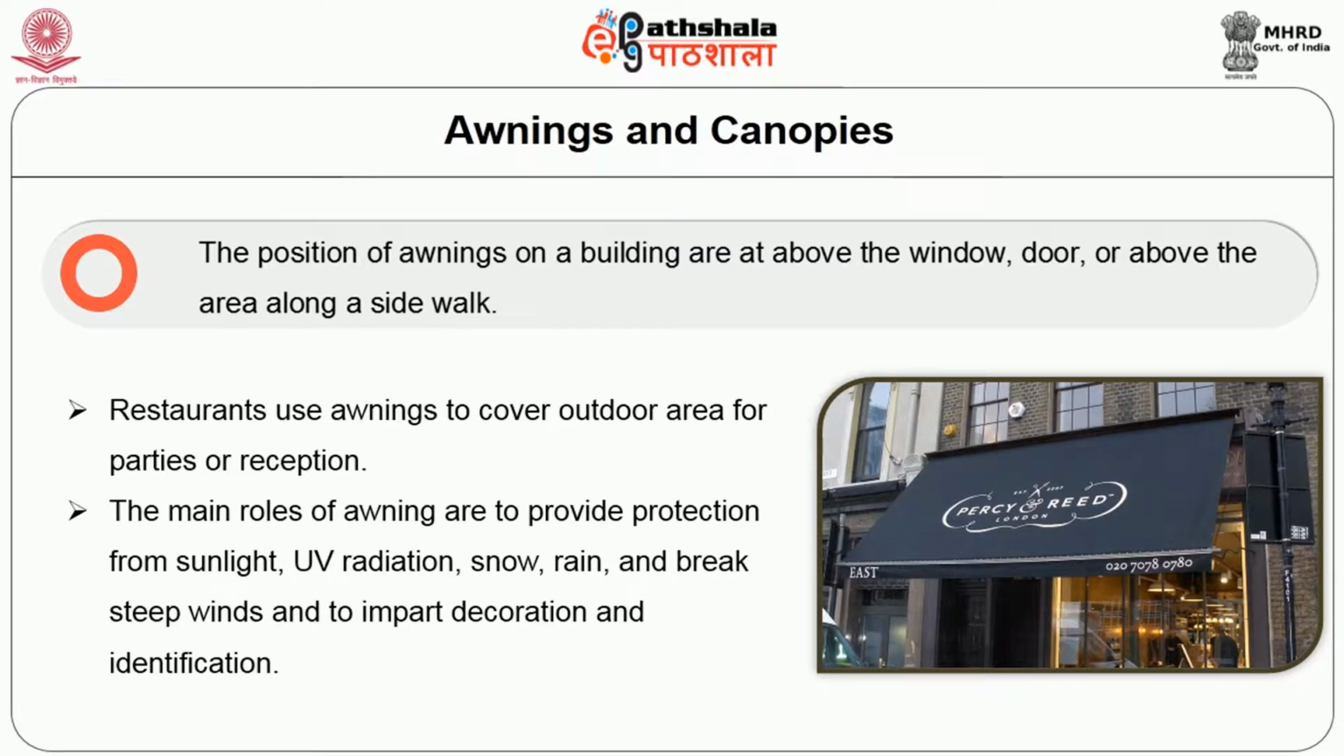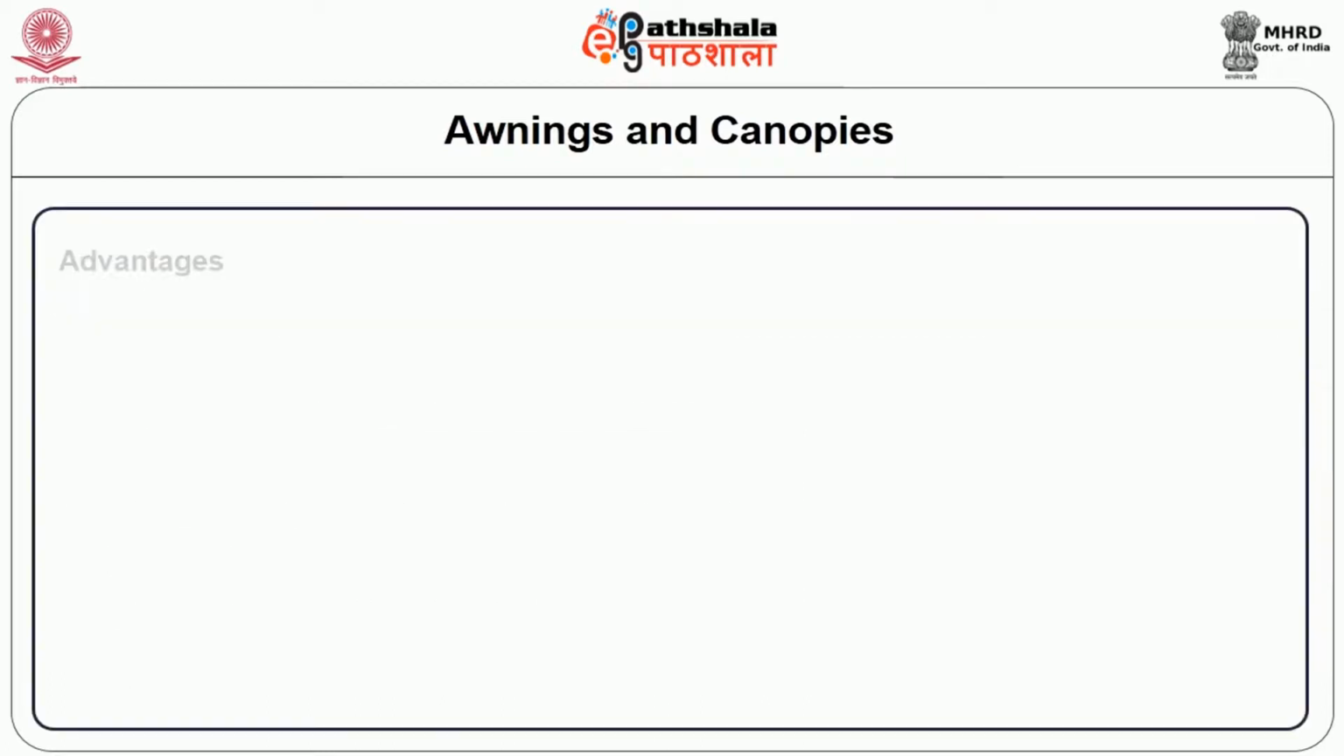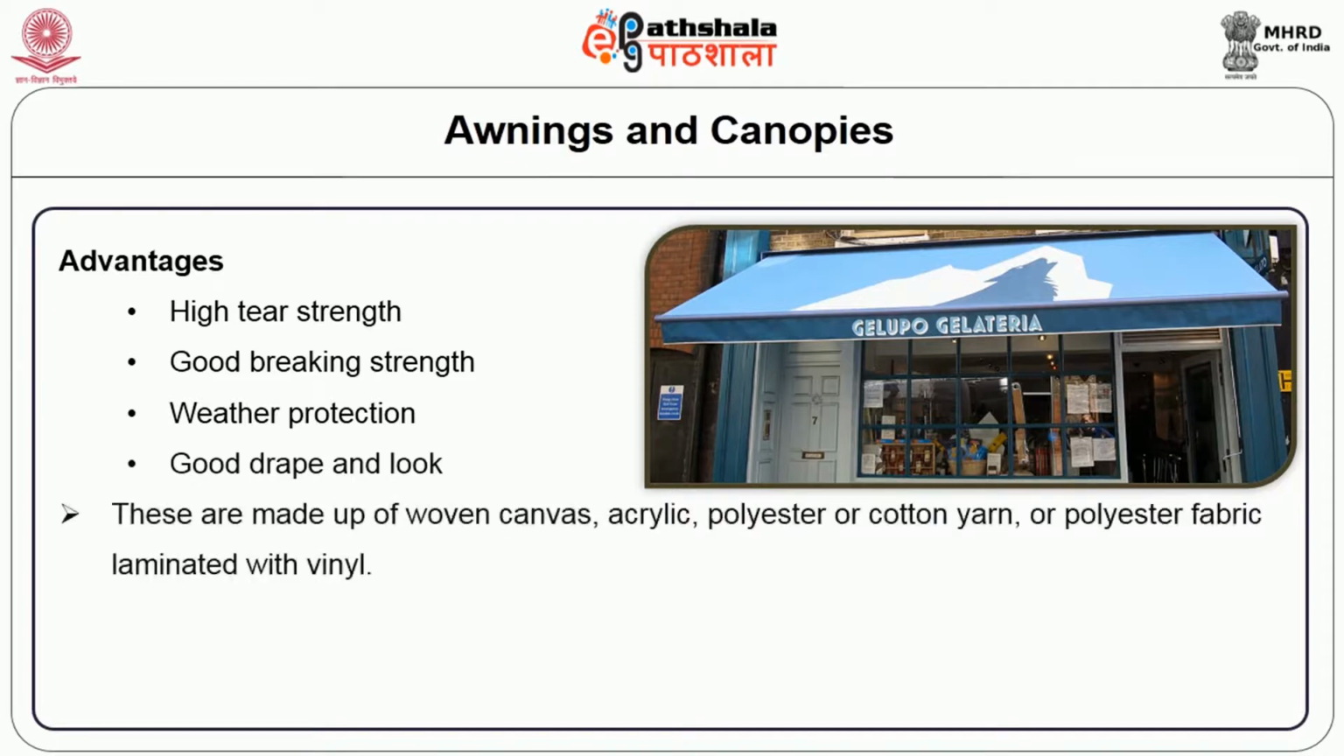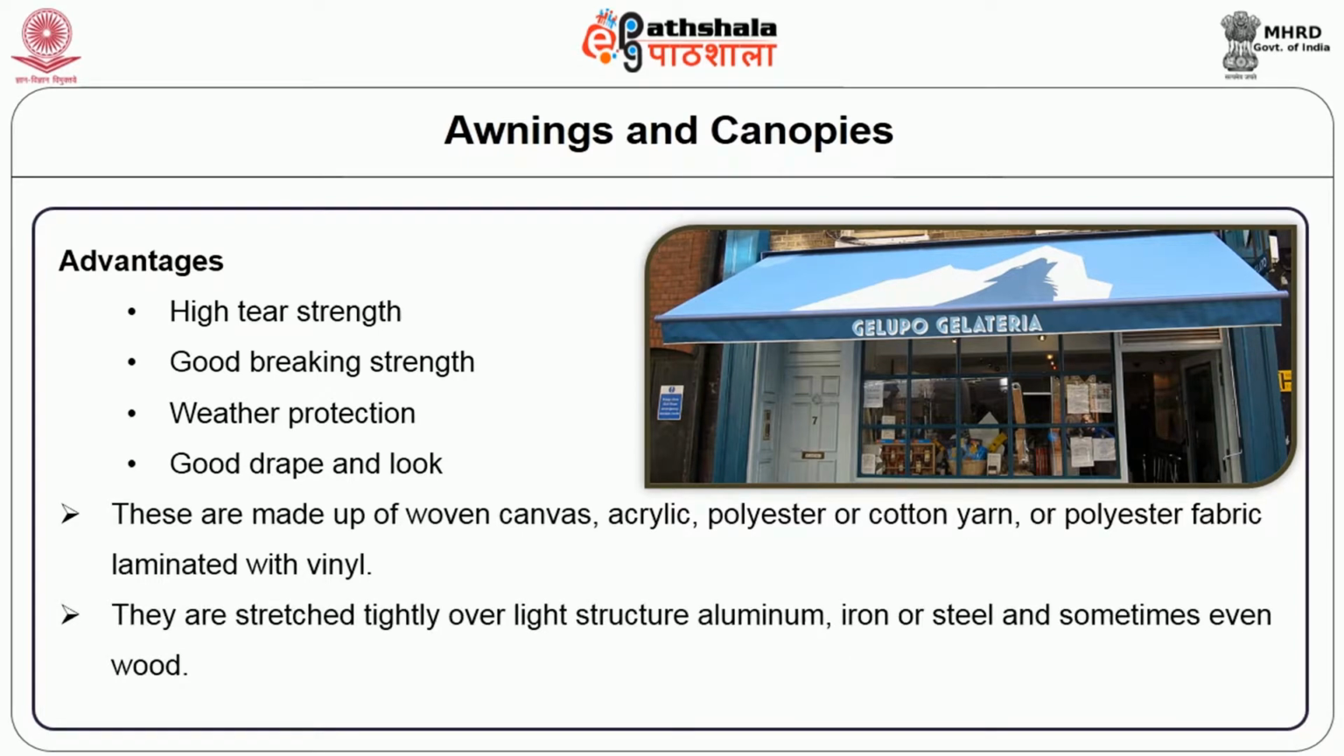The main role of Awnings is to provide protection from sunlight, UV radiation, snow, rain and to break strong winds, and to impart decoration and identification. Their advantages are high tear strength, good breaking strength, weather protection, good drape and look. They are made of woven canvas, acrylic, polyester or cotton yarns, or polyester fabrics laminated with vinyl. They are stretched tightly over light structural aluminum, iron or steel, or sometimes even wood.